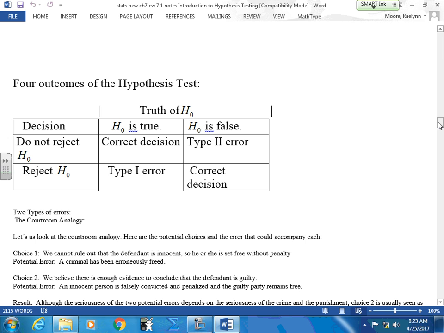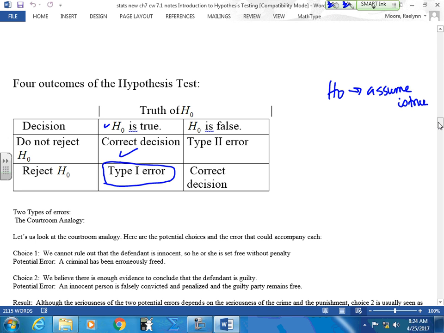So we always test H0, and we assume H0 is true. So here, H0 is true, and we did not reject H0. It was true, and we didn't reject it. So we agreed with it, basically, is what it's saying. So we made a good decision. H0 is true, and we rejected it. We made a bad decision. We made a type 1 error.